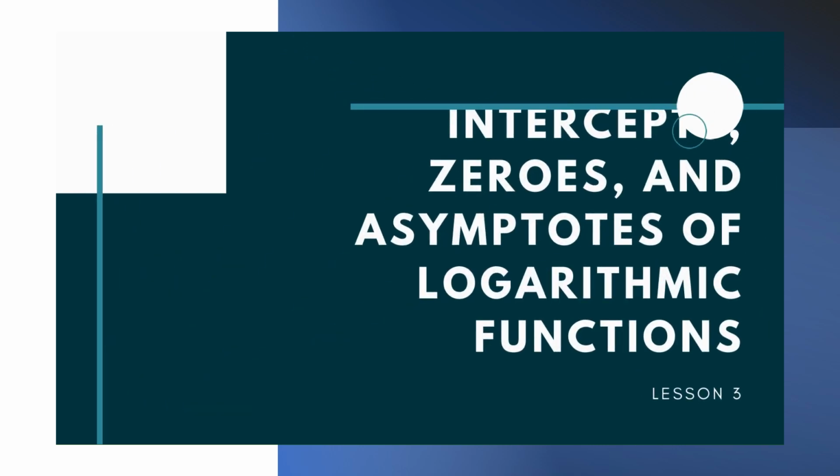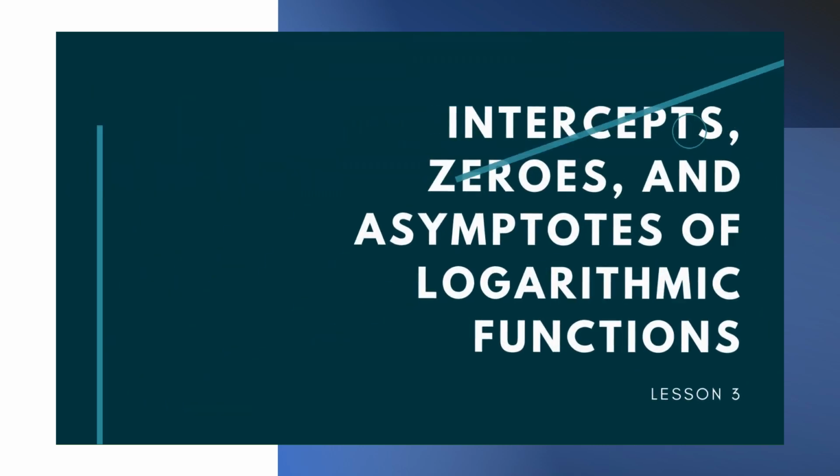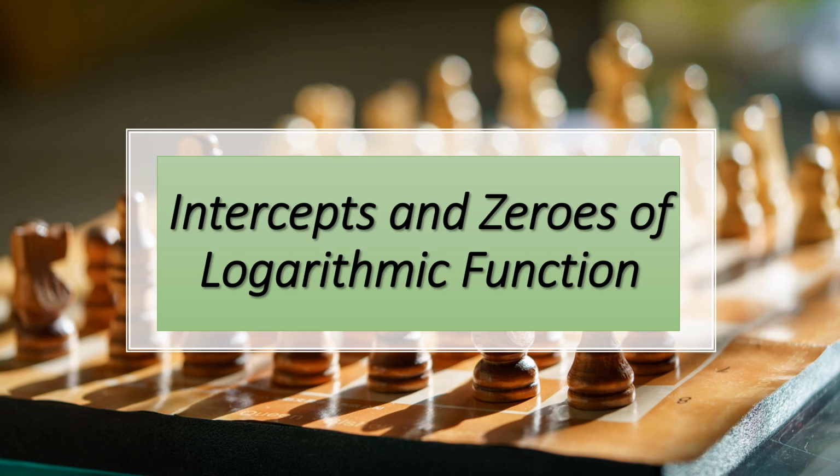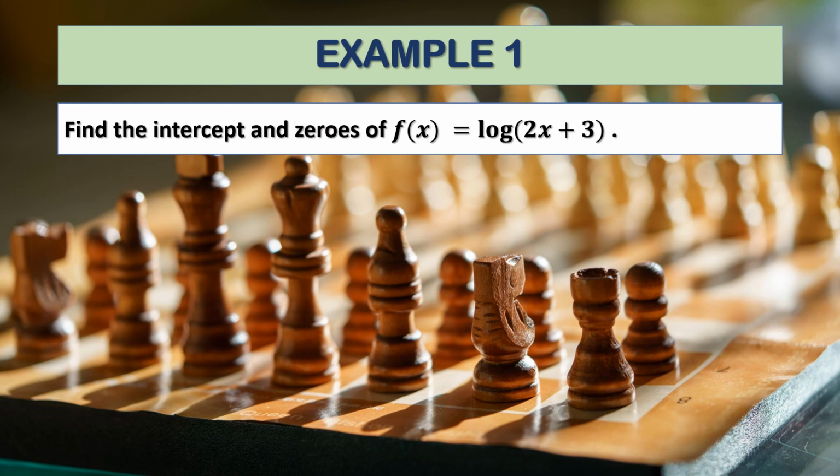Okay, now let's have the next topic, which is intercepts, zeros, and asymptotes of a logarithmic function. So let's have the intercepts and zeros. Let's try this example 1. Find the intercept and the zeros of f of x is equal to log of 2x plus 3.